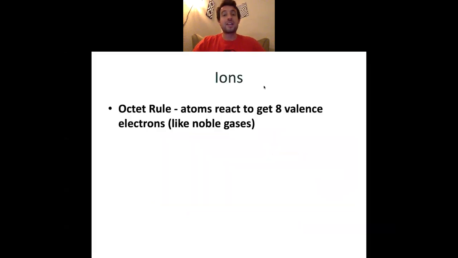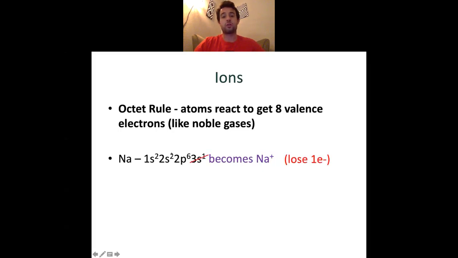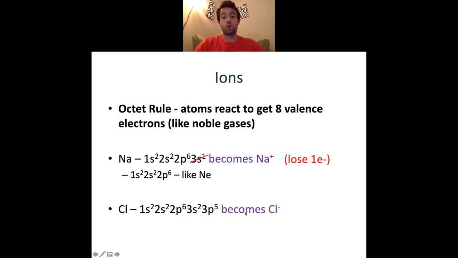Cool. Okay, here's another thing we're going to throw a lot at you: the octet rule. Sometimes we'll shorten our idea of a full outer energy level to stability. Sometimes we'll just say octet rule, which means atoms react to get 8 valence electrons. In this case, sodium wants to get rid of that 3s so that it's got the full energy level 2. That means it loses 1 electron, it becomes like neon, and it's stable. Chlorine, almost like argon, is going to want to gain 1 more. That makes it like argon, and now it's stable.